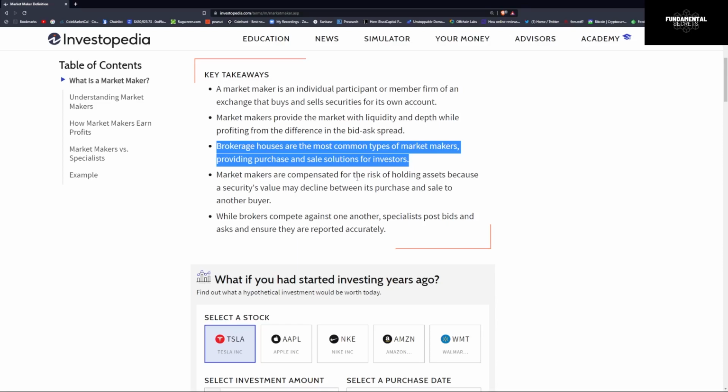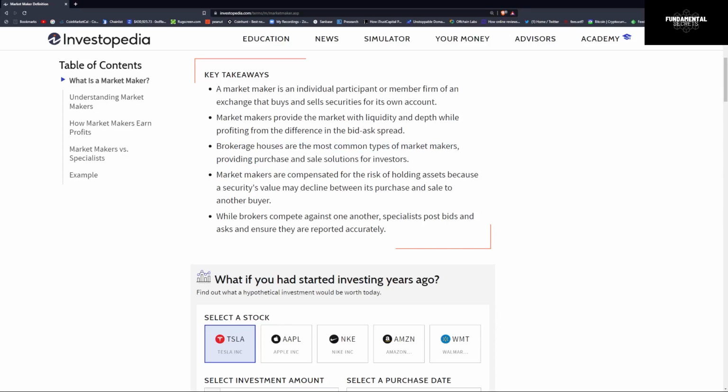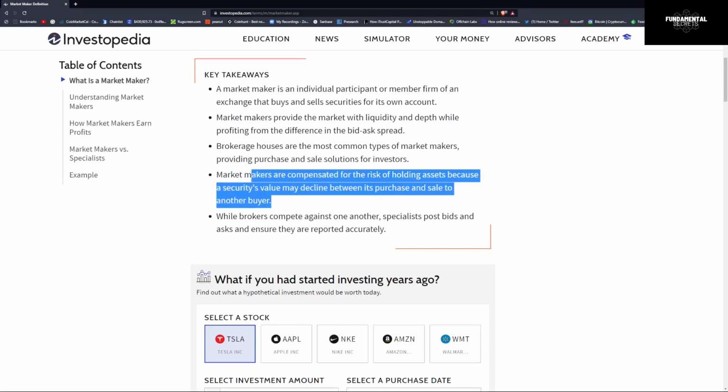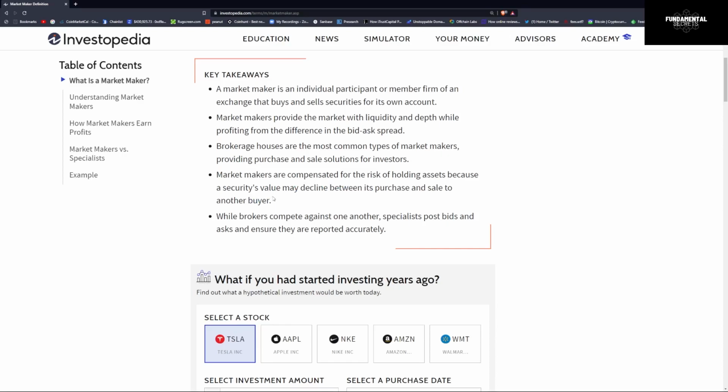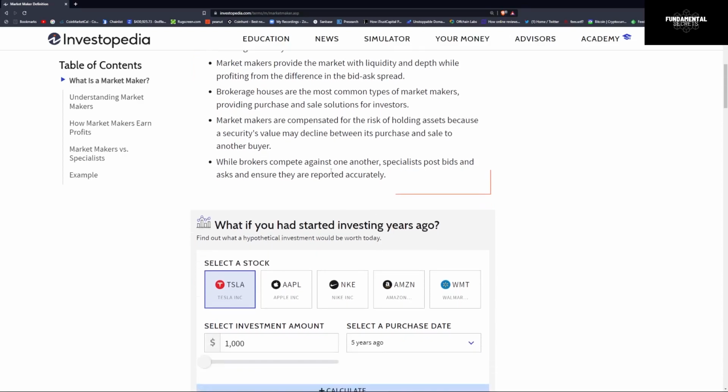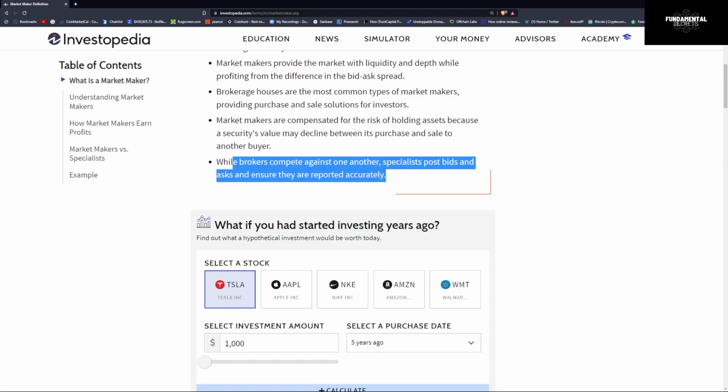All right, market makers are compensated for the risk of holding assets because the security's value may decline between its purchase and its sale to another buyer. And this is how they balance markets, and I'm going to show you guys that on a chart. While brokers compete against one another, specialists post bids and asks and ensure they are reported accurately, right?